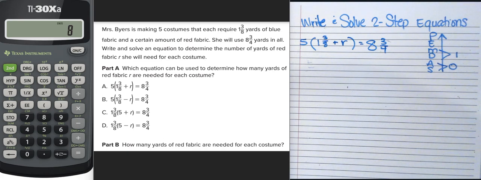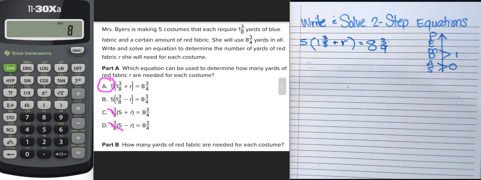And when we look at our answer choices, we see that A is going to be the one that matches what we're looking for. So A and B are both saying we're multiplying by 5. The reason that we are not going to select B is because we're subtracting the red fabric, and that's not what we're doing. So we want to cancel that one out. In terms of C and D, they definitely are not going to be the correct one because they are multiplying by 1 3/8. So this would be saying, I'm making 1 3/8 costume. That's what we're saying here. So this is definitely not going to be it either. So our correct answer again is going to be answer choice A.